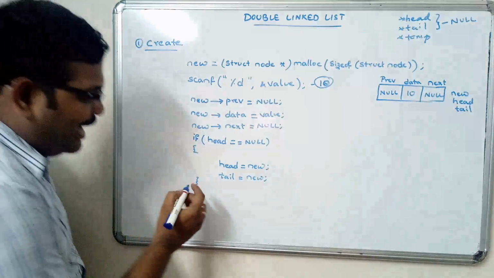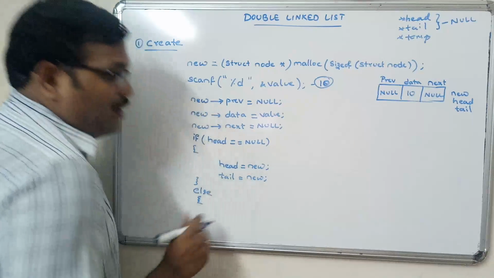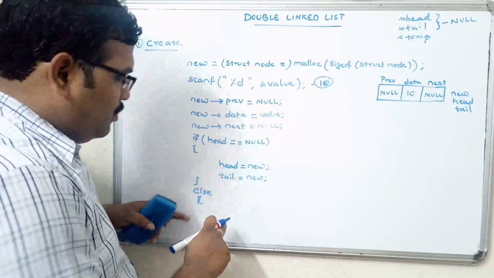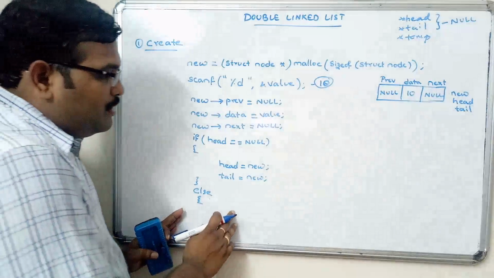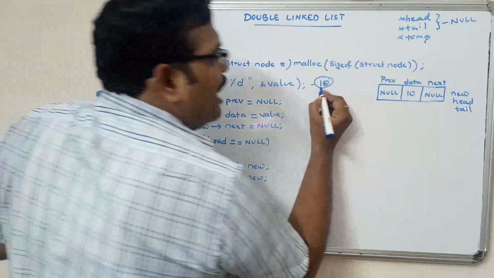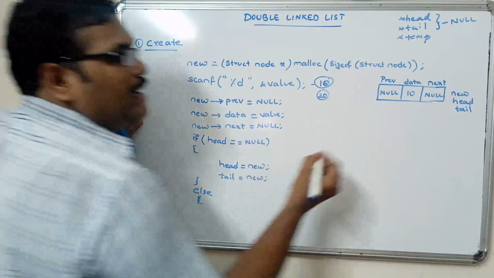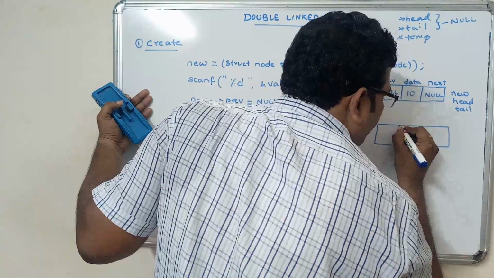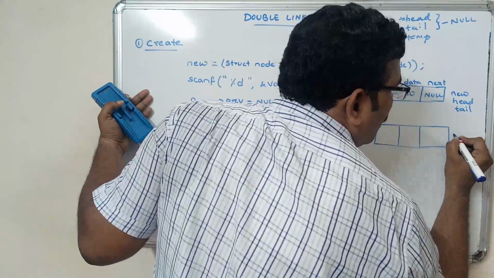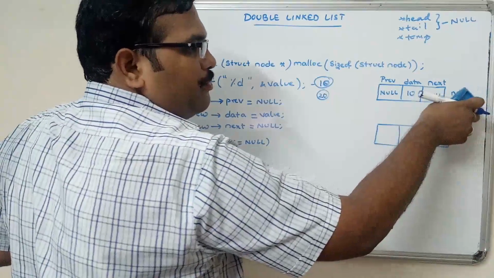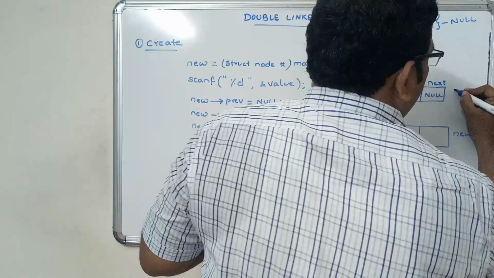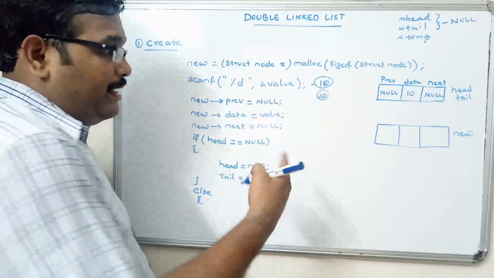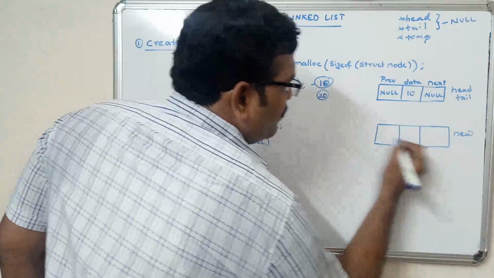Now else. This part will execute from the second iteration. After completion of the first iteration, in the second iteration it will again read the value. So if you read the value 20, one more node is created here. Now new is this one, so this is not new, this is only head and tail. See, this is the second iteration, so 20 is the element.